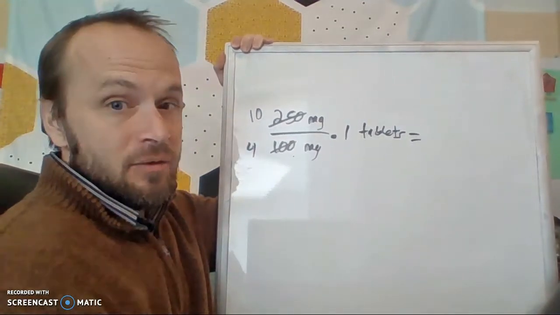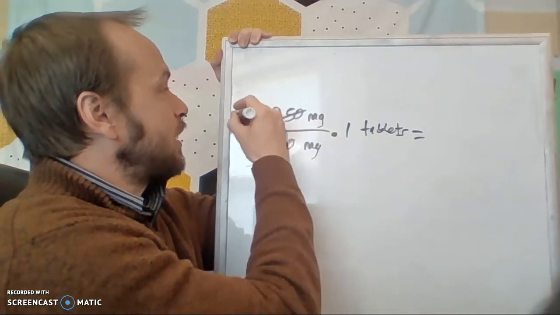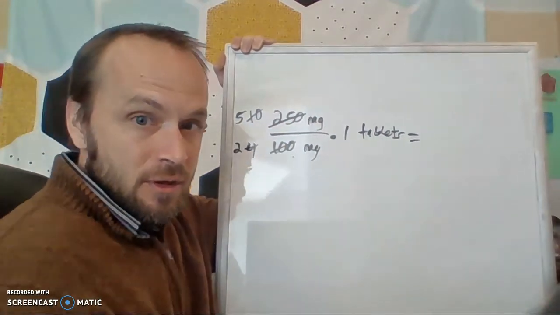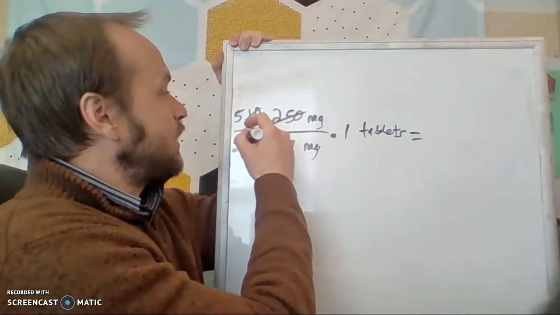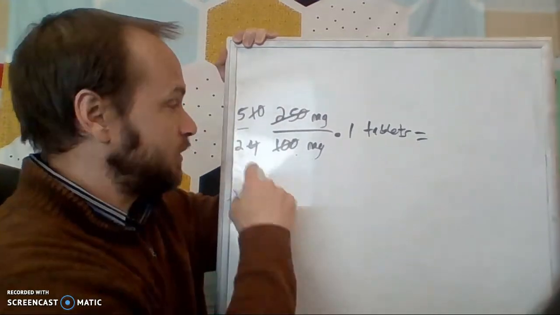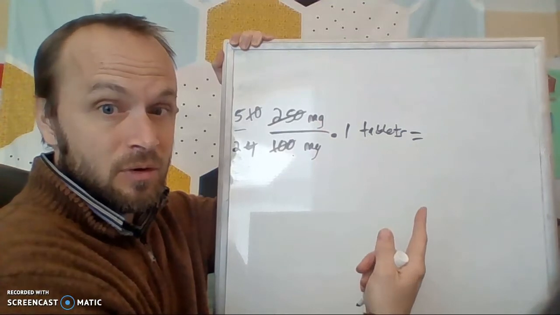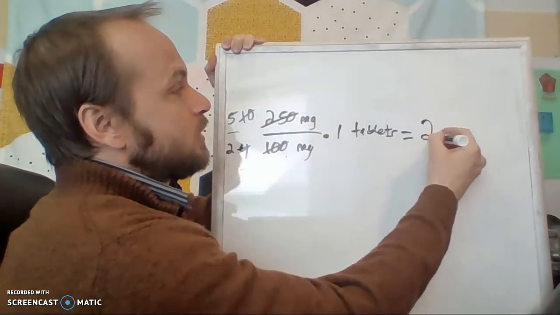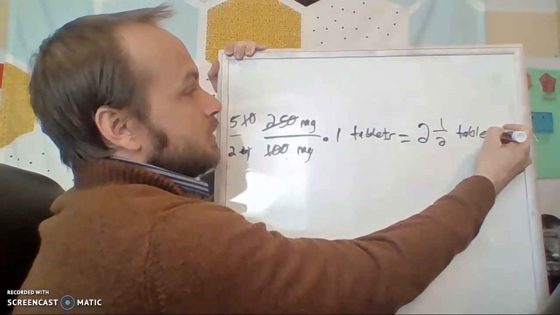Now, I can even reduce this further. 10 over 4 is the same thing as 5 over 2. The reason I'm doing this beforehand is that now my math is pretty simple. 5 over 2 is the same thing as 2.5. If you think, how many 2's fit into 5? 1, 2, and then there's 1 part left over. So our answer then becomes 2.5 tablets.